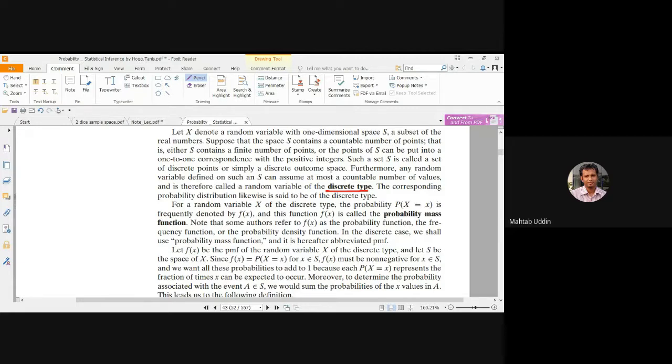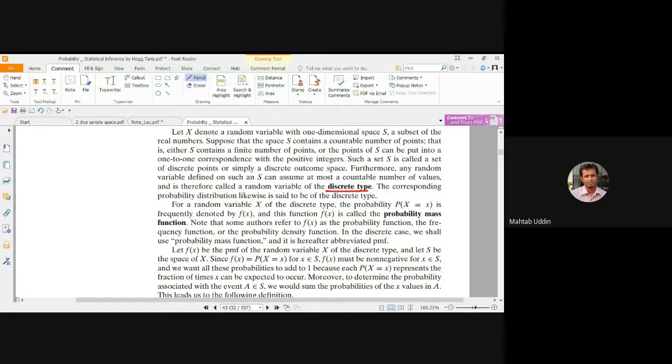called a discrete distribution. Probability distribution of this discrete type is called what? Discrete distribution. And if you cannot count any variable, but you can measure.